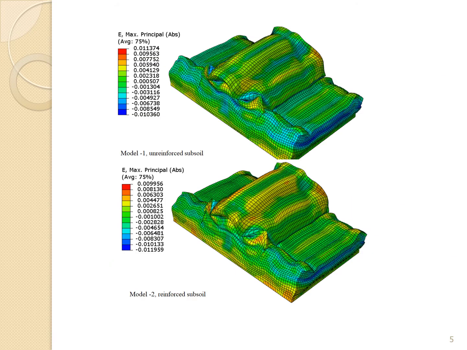And in strain, we have the same result. When we have strain, we have two different mechanisms of strain. In reinforced subsoil, same as displacement, the strain is reducing, and we also have less crack when we have geogrid.